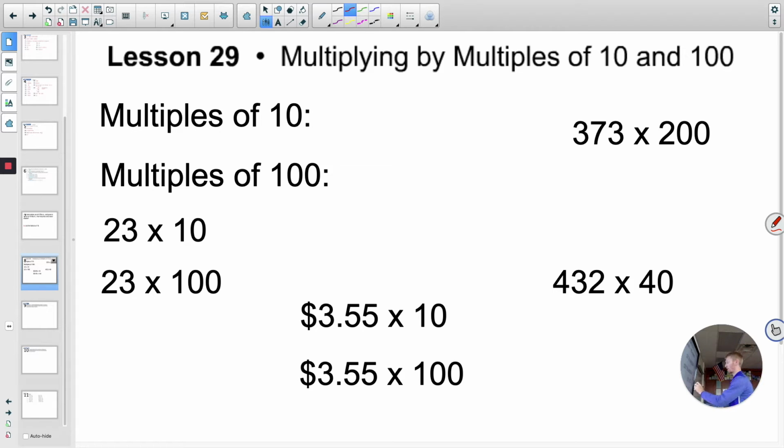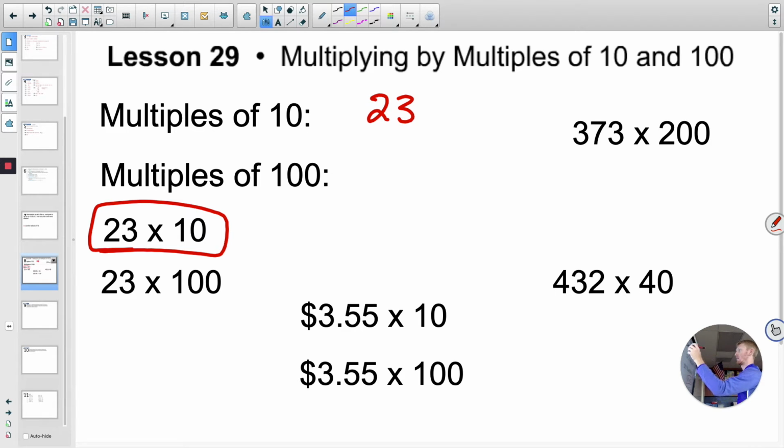So if I have 23 times 10 here, the way you set that up is you do 23 times 10 like this, and then you just add that 0 right away, and then 1 times 3 and 1 times 2, and then you're done. Same with 23 times 100. If I did 23 times 100, I just add 2 zeros and then multiply the whole thing by 1.